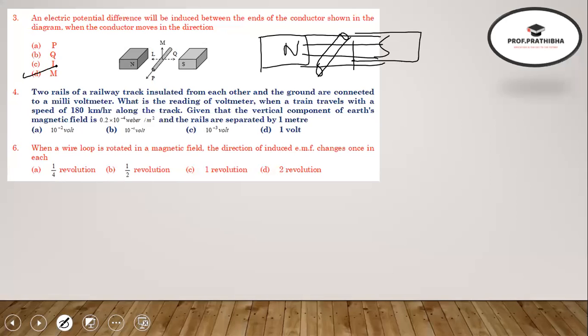Question number 4. Two rails of a railway track insulated from each other and the ground are connected to a millivoltmeter. What is the reading of the voltmeter? They are asking for the EMF. When a train travels with a speed of 180, convert it to meters per second by multiplying by 5 by 18.